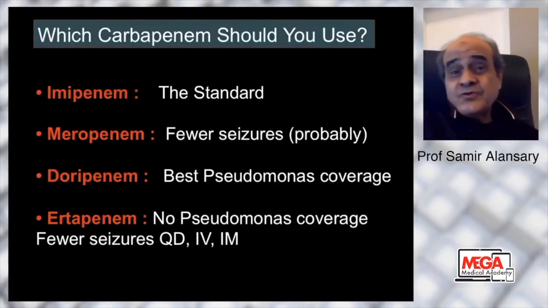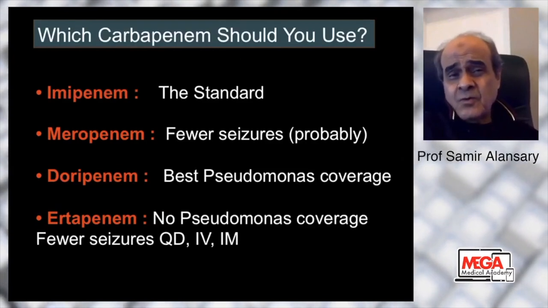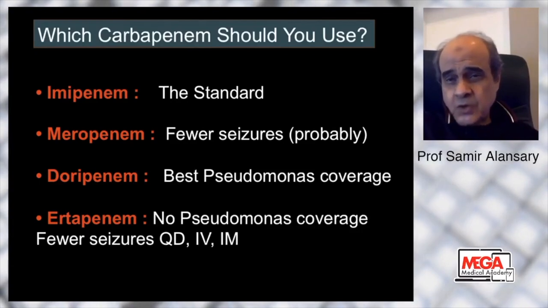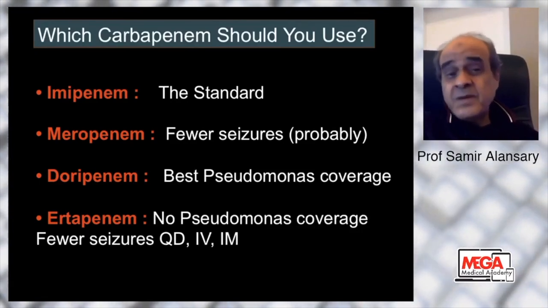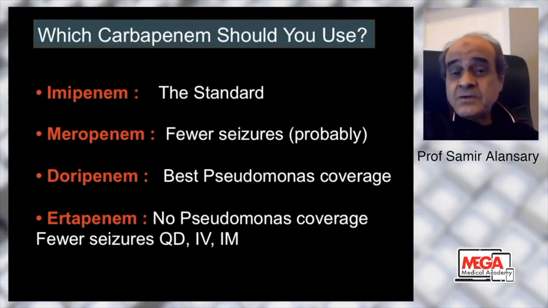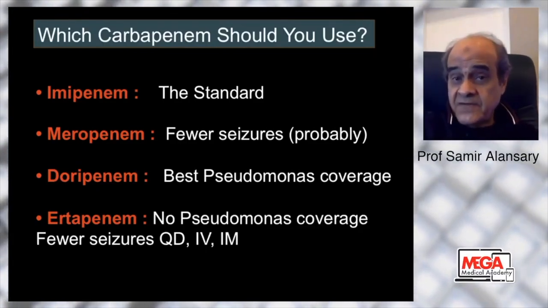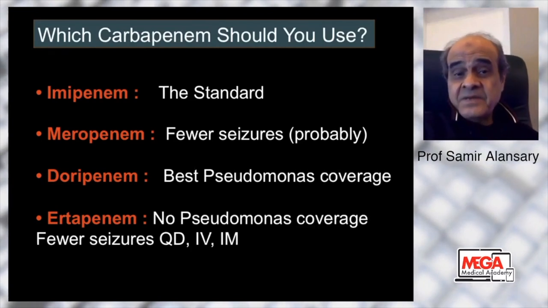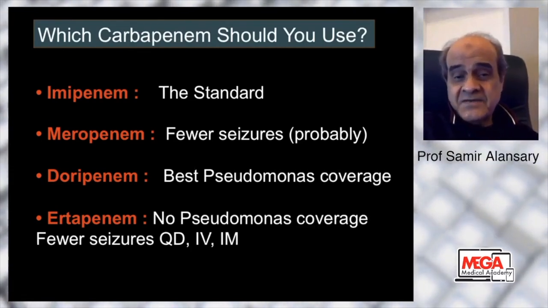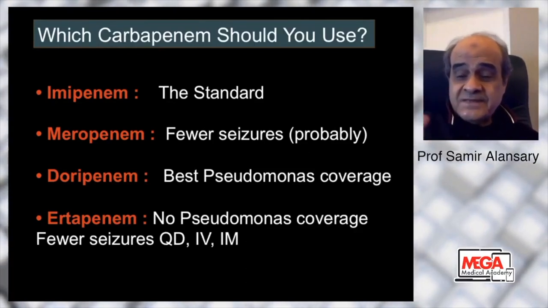Which carbapenem should you use? Of course, most of us use imipenem because it is very cheap and the most common drug we use, the standard one. Meropenem may exhibit fewer seizure activity. Doripenem is good for the best Pseudomonas coverage. Ertapenem has no Pseudomonas coverage, but little seizure activity and could be used once daily.